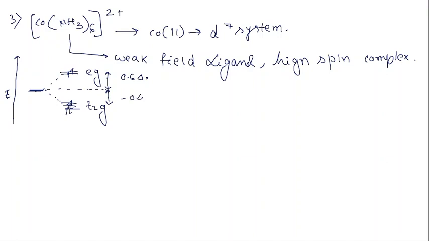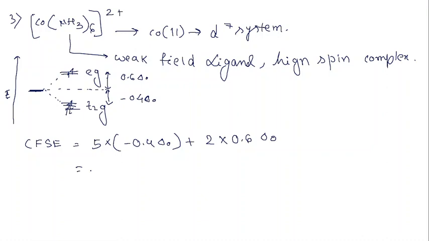I already discussed these things. So now CFSE, what will be the value? There are 5 electrons in the t2g level. So 5 into minus 0.4 delta O plus 2 into 0.6 delta O. It will be minus 0.8 delta O. Yeah, so this is the CFSE value of this complex.